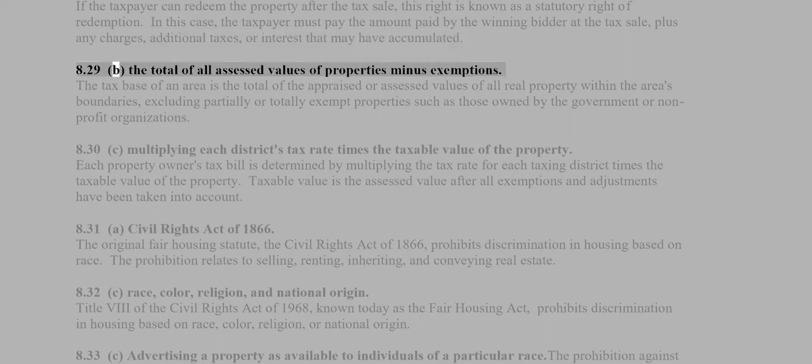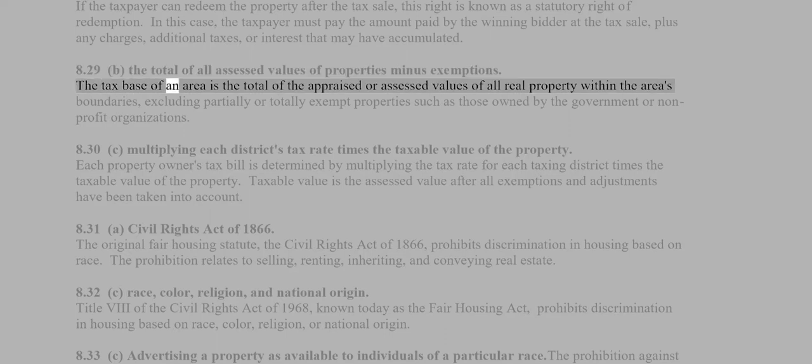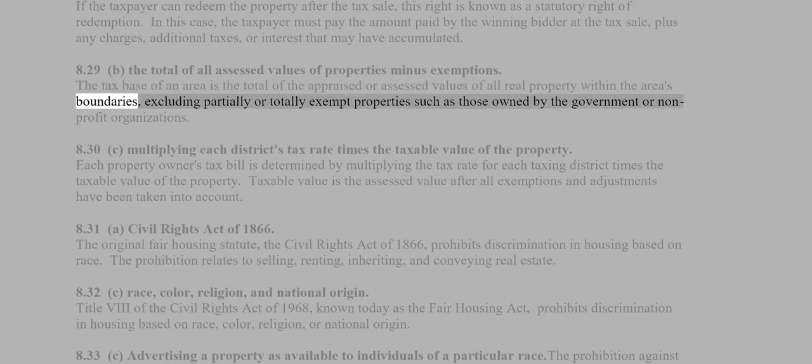8.29 b. The total of all assessed values of properties minus exemptions. The tax base of an area is the total of the appraised or assessed values of all real property within the area's boundaries, excluding partially or totally exempt properties such as those owned by the government or nonprofit organizations.